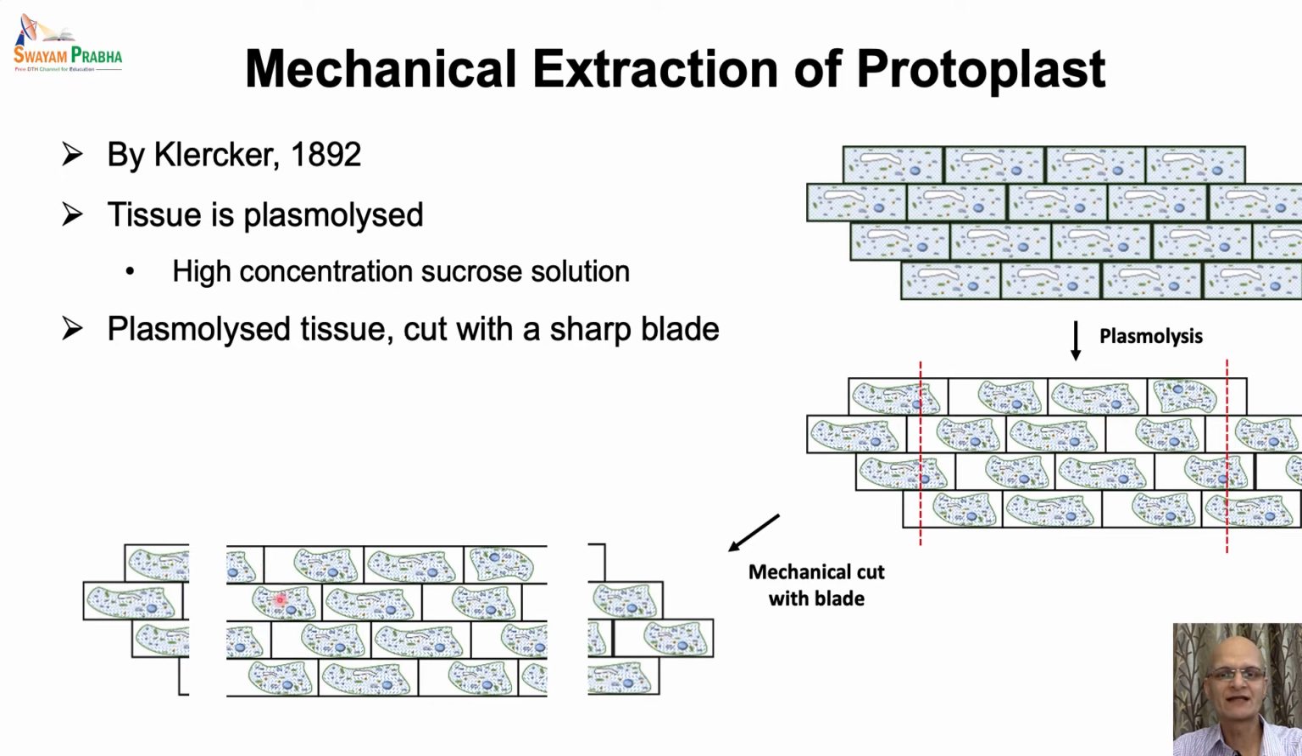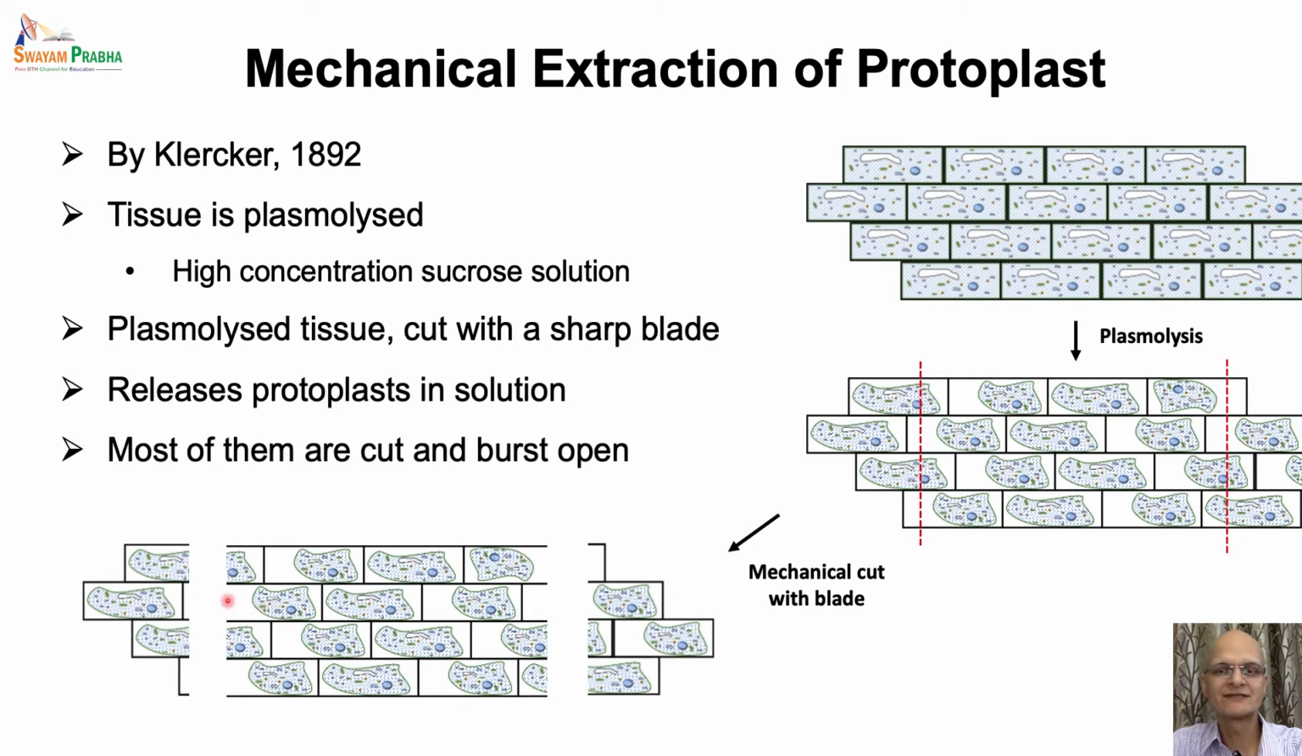However, in the second cell, the cut is away from the plasmolysed protoplast. Hence, this will release this plasmolysed protoplast in the solution when the cut will be made or cell wall will be removed. Similarly, from many cells, intact protoplast can be released in the solution when the several cuts are made to this plasmolysed tissue. However, most of the protoplasts are damaged during this cutting procedures.